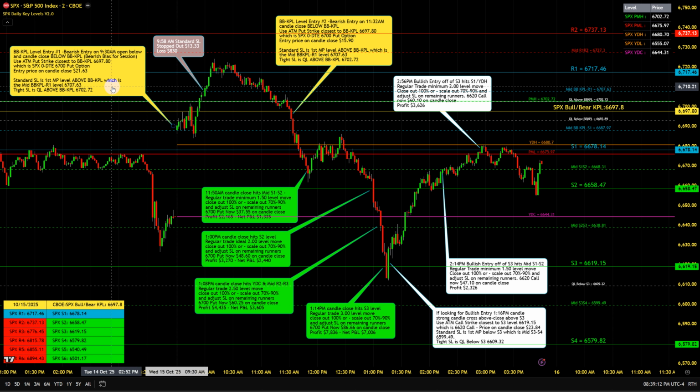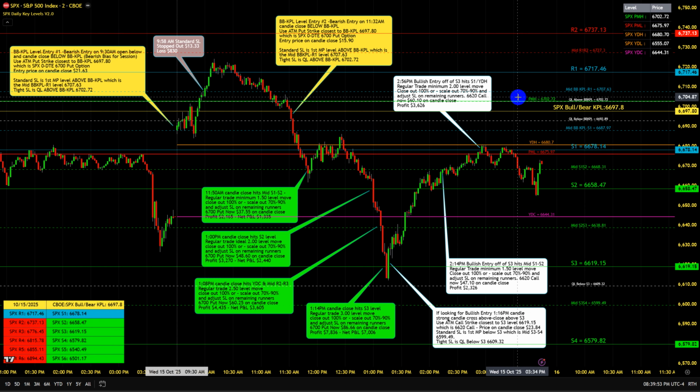Okay, so how do you determine your stop loss on this? This is a bearish play. As we mentioned earlier, on a bearish play off of the level that you're trading, it's the first midpoint above the level you're trading. This is the level we're trading from. The first midpoint is this, mid BBKPLR1, 6707.63. If you prefer a tight stop loss, then you use the first QL above the BBKPL because that's the level we're trading, and that is 6702.72.